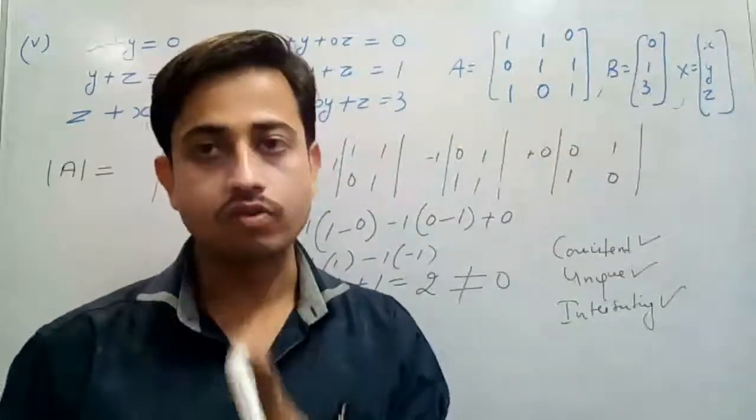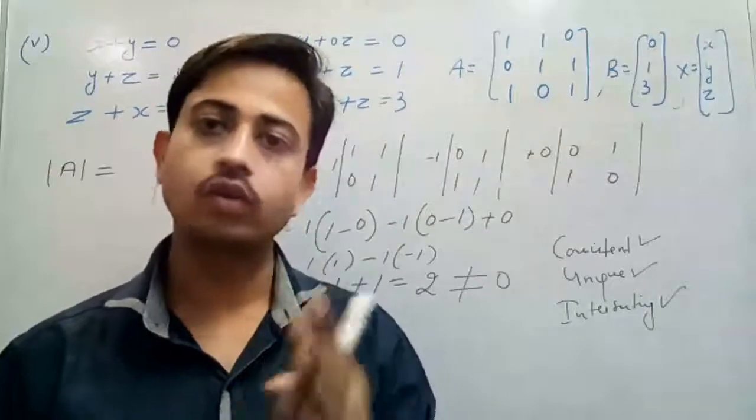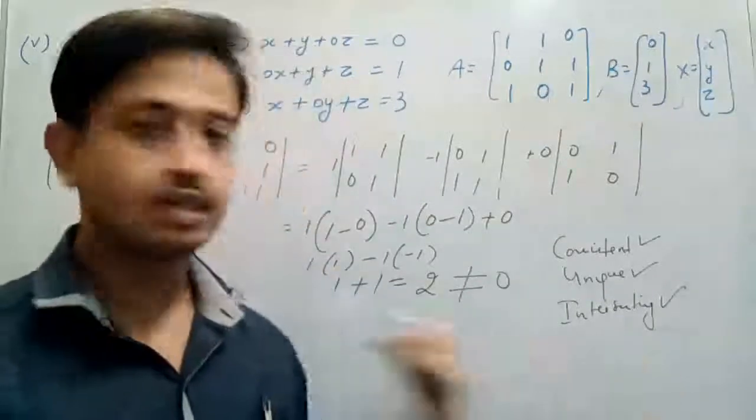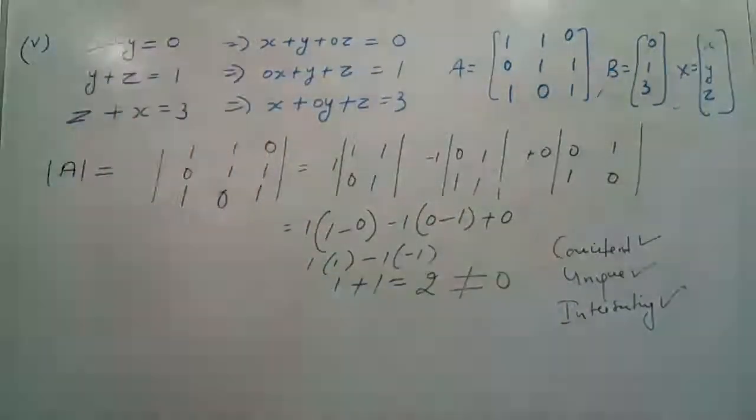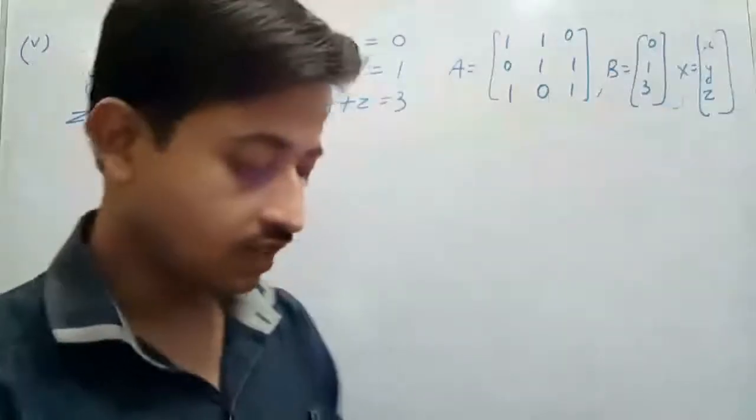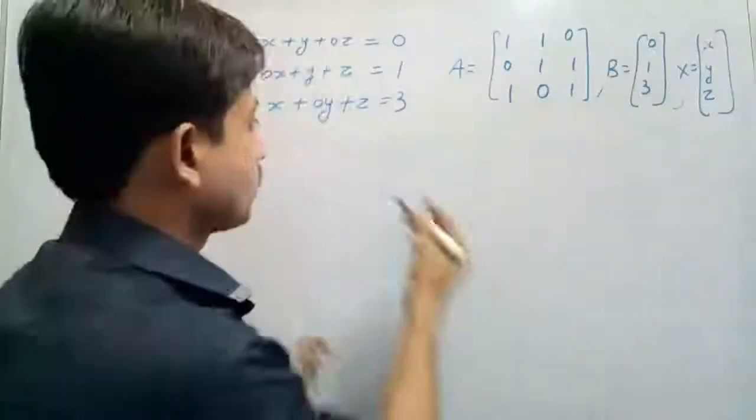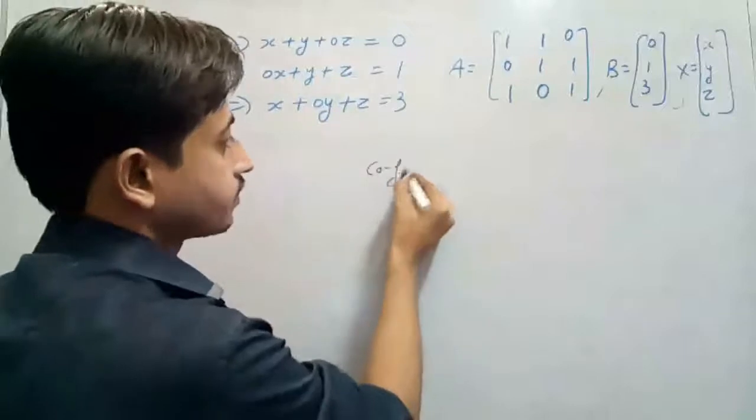So in the similar step, we first have to calculate the adjoint, and for the adjoint we have to calculate the cofactor matrix. So I am going to calculate the cofactor matrix, so please make a note. Our next step is to find the cofactors.